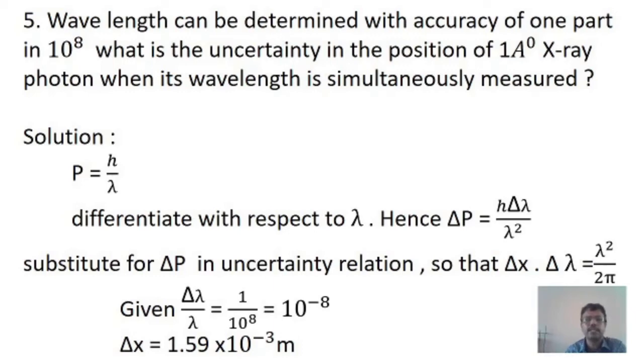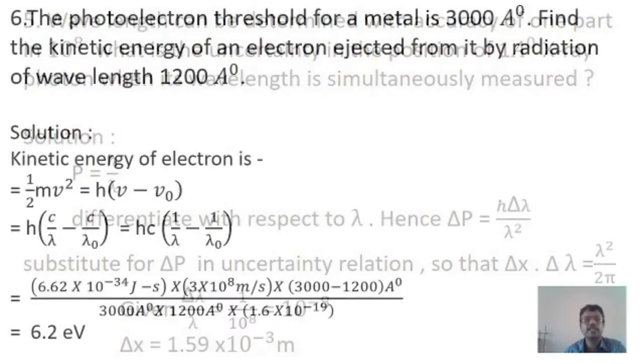So that delta x dot delta lambda is equal to lambda square by 2 pi. Given delta lambda by lambda is 1 by 10 power 8, that is 10 power minus 8. If you substitute this, the uncertainty in the measurement of position delta x is equal to 1.59 into 10 power minus 3 meter.